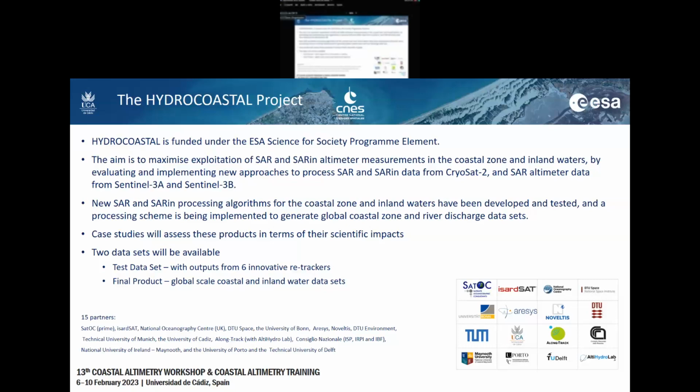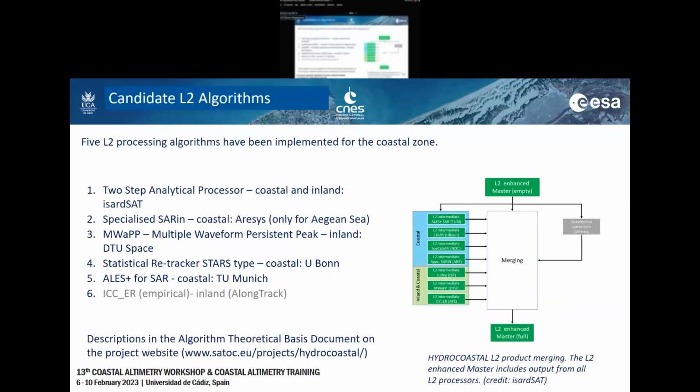So eventually there'll be two data sets available. There's a data set which we generated from the outputs of 6 different retrackers, and then a final product which is, as I say, using the best performing of those to generate a larger scale product. Well, it says 5 there, but we've implemented these 6 retrackers.